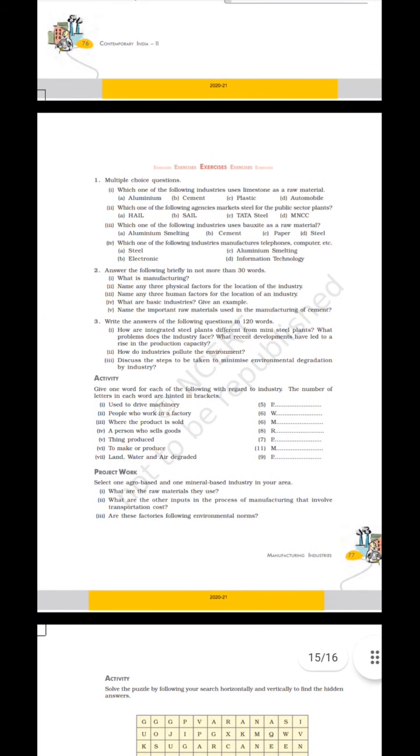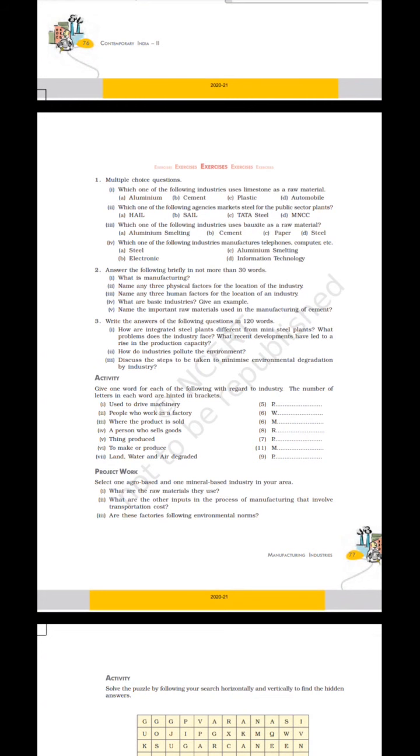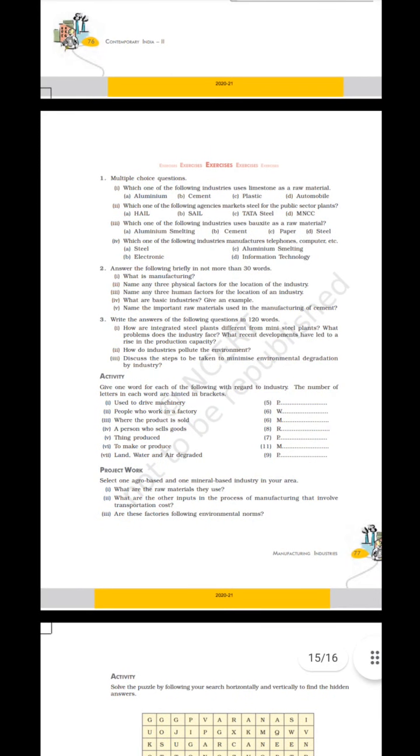Exercises. Multiple choice questions. Which one of the following industries uses limestones as a raw material? Aluminium, cement, plastic, automobile. Which one of the following agencies markets steel for the public sector plants? HEIL, SAIL, Tata Steel, MNCC. Which one of the following industries uses bauxite as a raw material? Aluminium smelting, cement, paper, steel. Which one of the following industries manufactures telephones, computers, etc.? Steel, aluminium smelting, electronic, information technology.